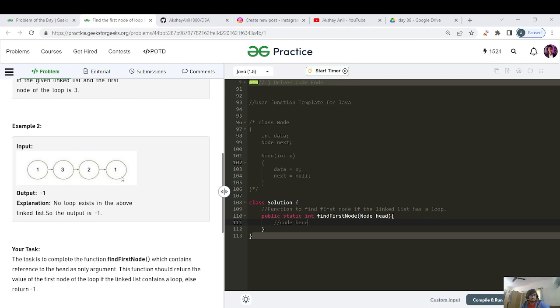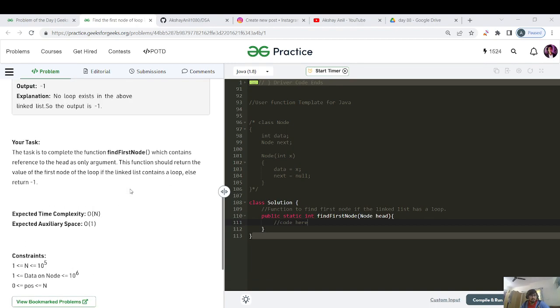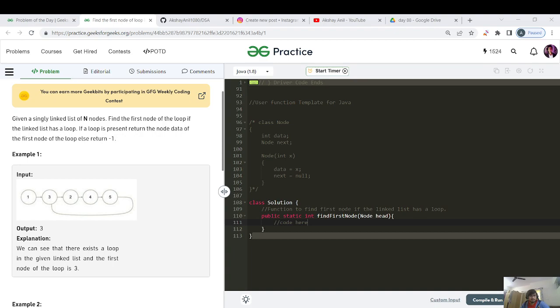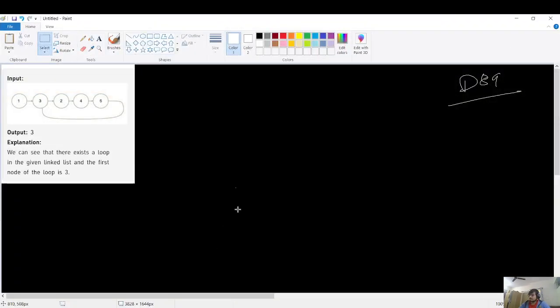Similarly for the second test case, since there is no loop, they return -1, and the constraint is 10 power 5. Okay, so let's get started. Suppose this question was just to find whether the loop exists or not. Just imagine that for a time interval. What should be the brute force that we could have applied? Say the list is 1, 2, 3, 4, 5, where 5 points back to 2, and this is the loop.